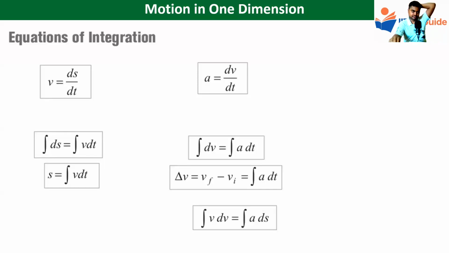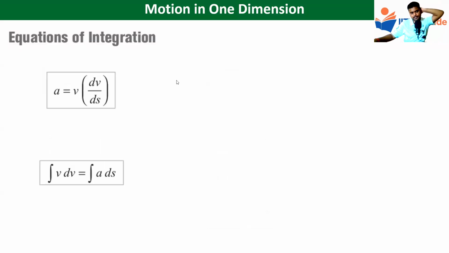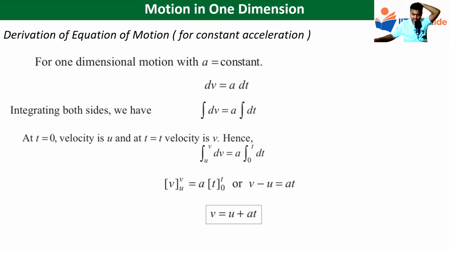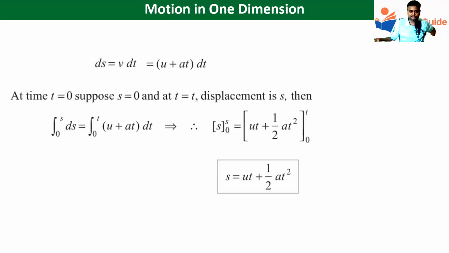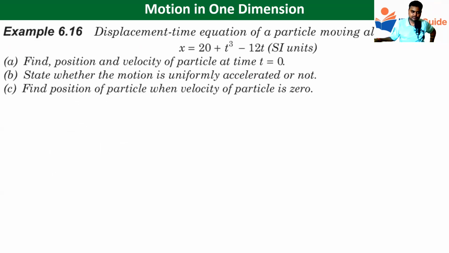Okay, we proceed here. Now the derivation is simple for the equations of constant acceleration: v equals u plus at, s equals ut plus half at square, v square equals u square plus 2as. All these things can be derived from calculus. Solve this.